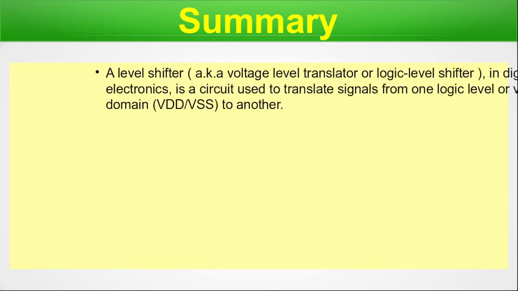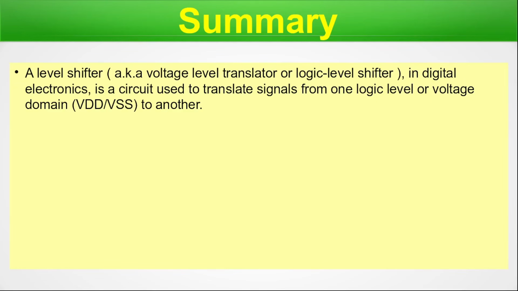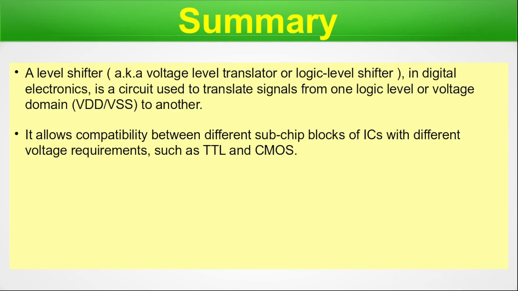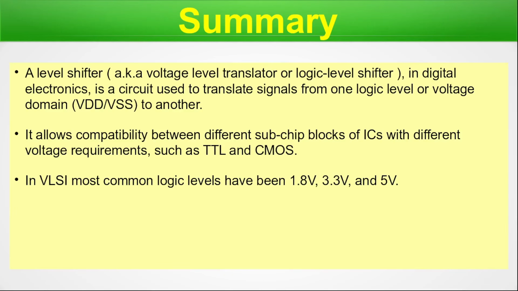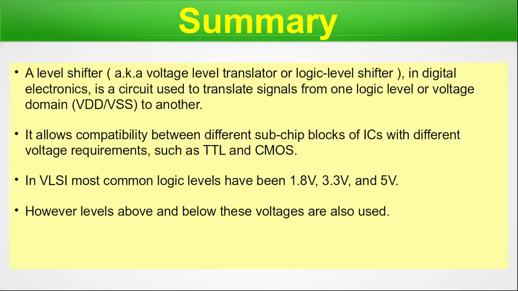Summary. Let us summarize our entire discussion. A level shifter, also known as voltage level translator or logic level shifter in digital electronics, is a circuit used to translate signals from one logic level or voltage domain to another. It allows compatibility between different subchip blocks of IC with different voltage requirements such as TTL and CMOS. In VLSI, most common logic levels have been 1.8, 3.3 and 5 volt. However, levels above and below these voltages are also used.